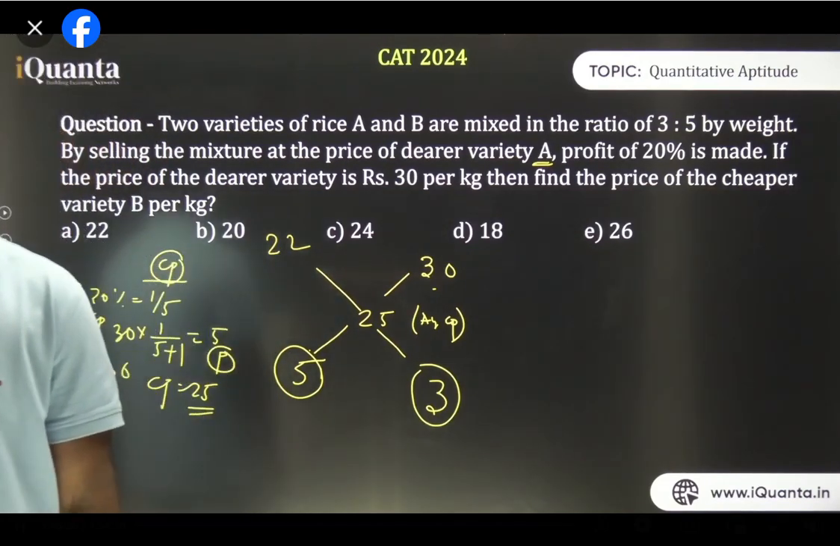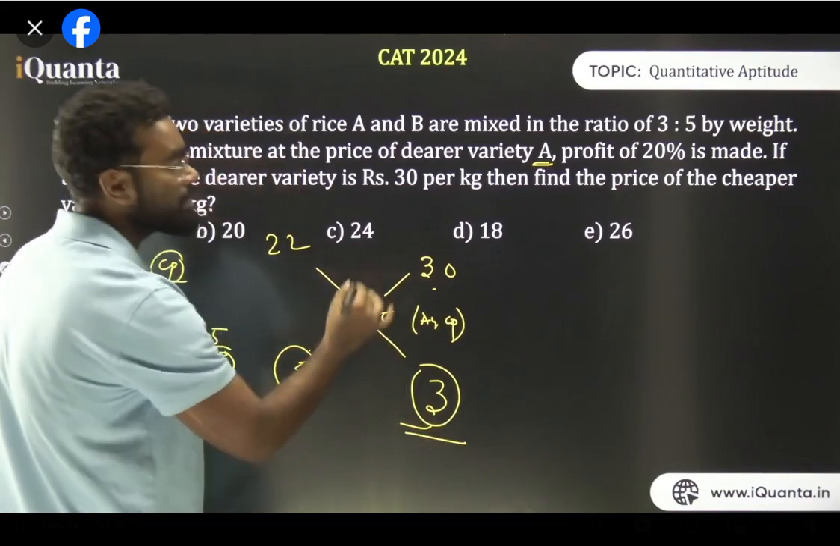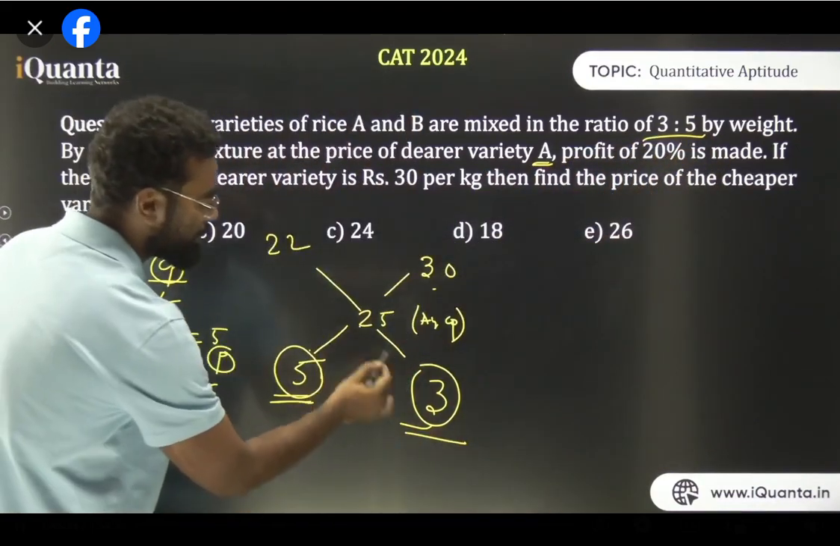That's fine, anything. Why 3? Because the ratio is 5:3, no? And 30 minus 25 is already giving you 5. So if this is 5, this has to be 3. And 5:3 is also there in the ratio. So if it is 3, then 25 minus 3 is 22.